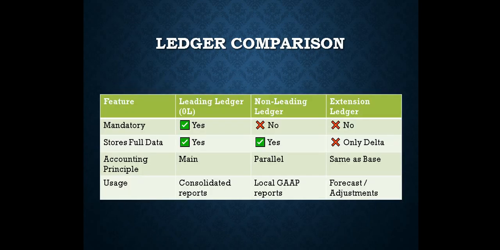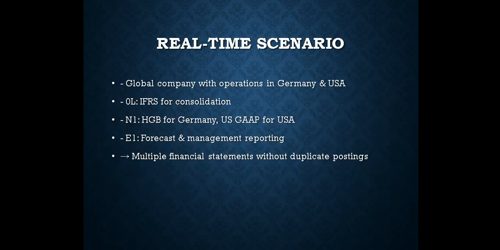So that is the comparison which we already did. The real-time scenario I explained was a global company with operations in Germany and USA: 0L IFRS for consolidation, HGB for Germany, US GAAP for USA, and E1 for forecast and management reporting.